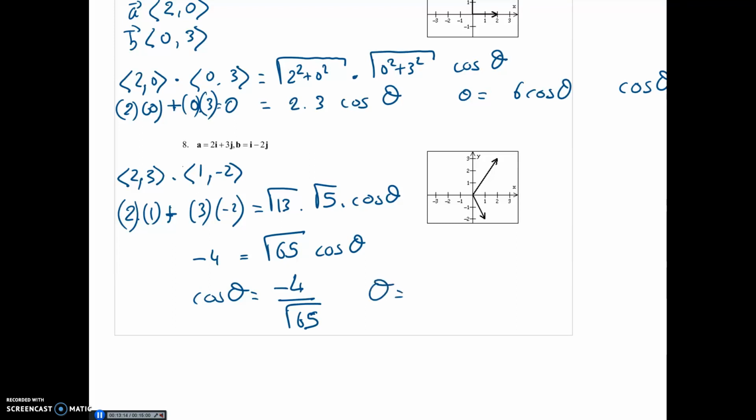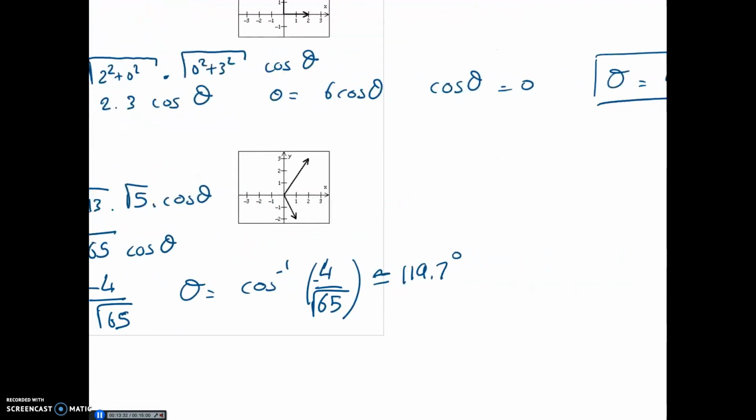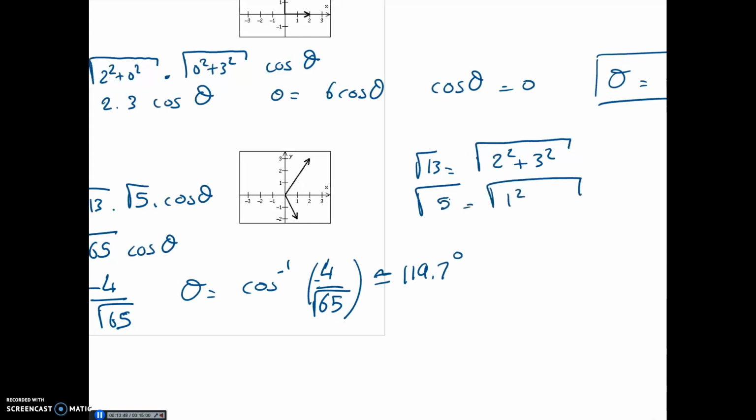If you want to find the angle theta, you are going to take the inverse cosine of negative 4 divided by square root of 65, and you are going to end up with an angle equal to 119.7 degrees. How did I find square root of 13 and square root of 5? Well, square root of 13, I would like to remind you, is square root of 2 squared plus 3 squared, and square root of 5 is nothing less than 1 squared plus negative 2 squared.